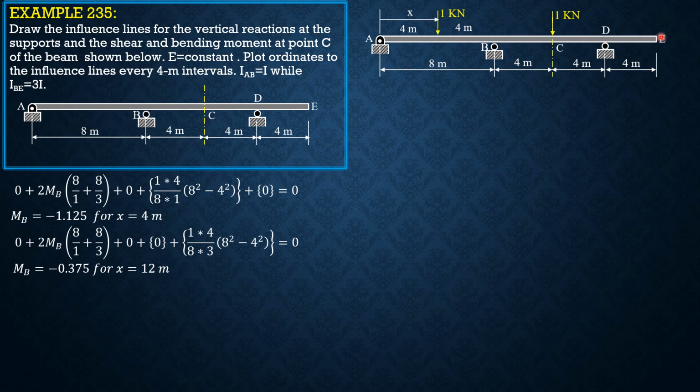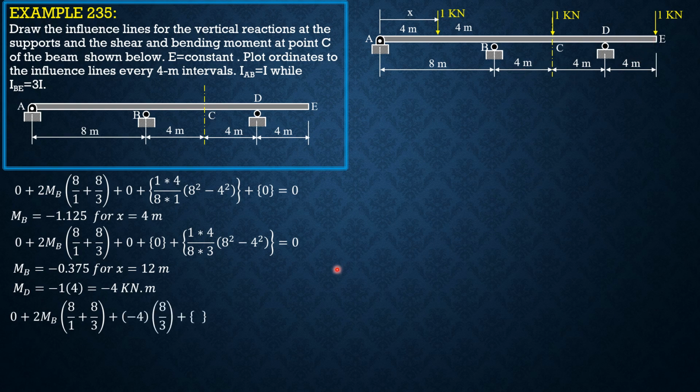Then finally, when the position of the unit load is at E, moment at D would be negative 1 times 4, or negative 4. So writing the three-moment equation on ABD again, take note that moment at A is 0. So 0 plus 2MB quantity 8 over 1 plus 8 over 3 plus negative 4 times 8 plus 0 plus 0. There are no loads on AB and BD. So equals 0. Solving for MB, MB is equal to 0.5 for x equals 20 in particular.